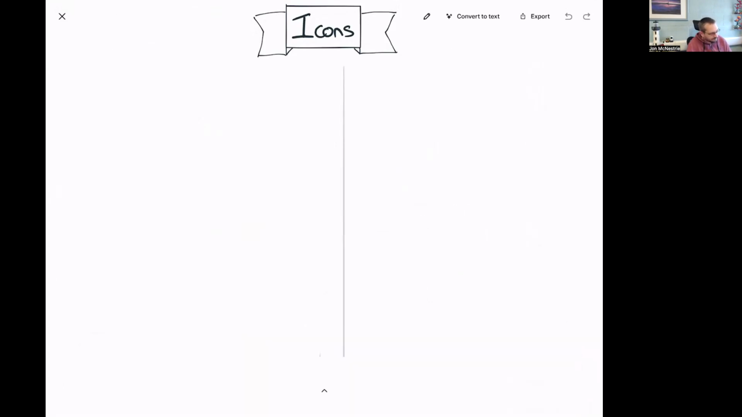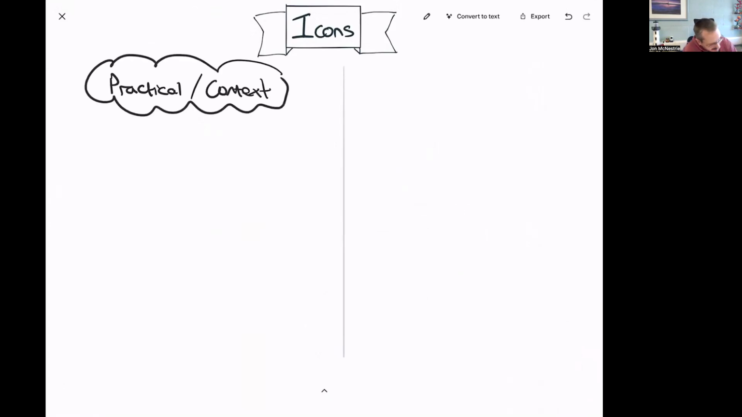Let's consider them. Because really, there are two kinds of icons. We have sort of practical and context-based ones. And then we have what I'm going to call metaphor and personal ones.